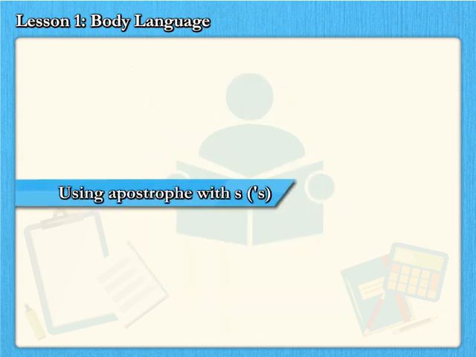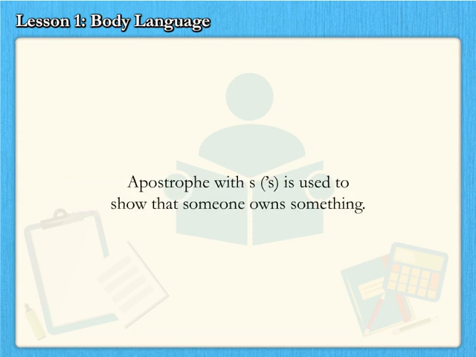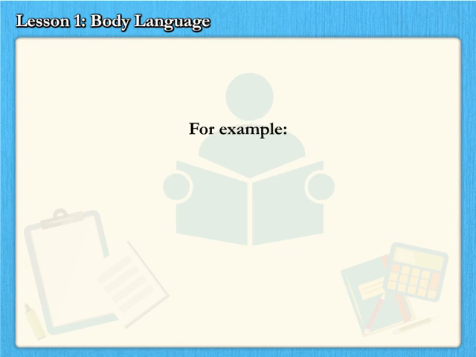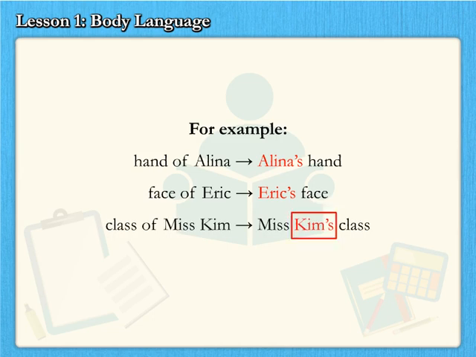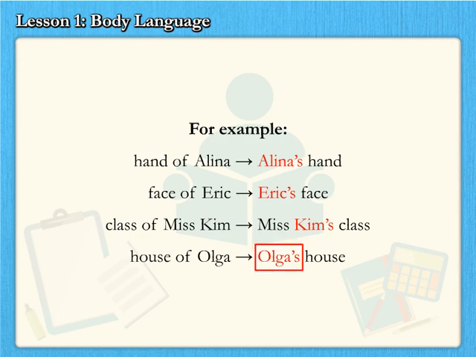Now let's understand where do we use apostrophe with S. We use apostrophe with S to show that someone owns something. For example, hand of Alina, Alina's hand. Face of Eric, Eric's face. Class of Miss Kim, Miss Kim's class. House of Olga, Olga's house.